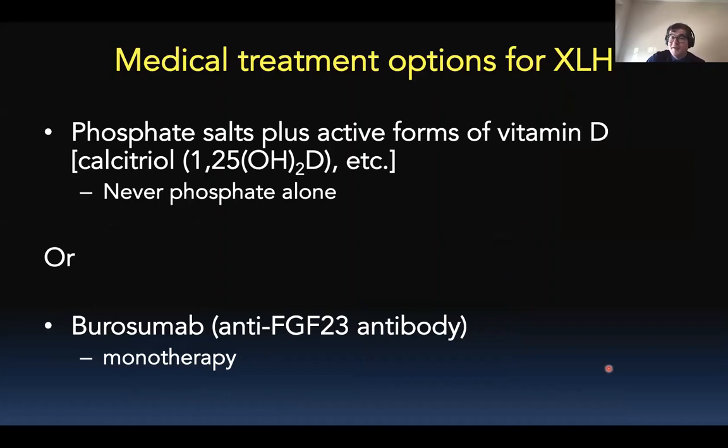The medical treatment for XLH, there are really sort of two options now. One is a combination of phosphate salts plus active forms of vitamin D, such as calcitriol or alfacalcidol and things like that. But you never want to treat those patients with phosphate alone because that really doesn't work, and it causes the PTH to go really high.